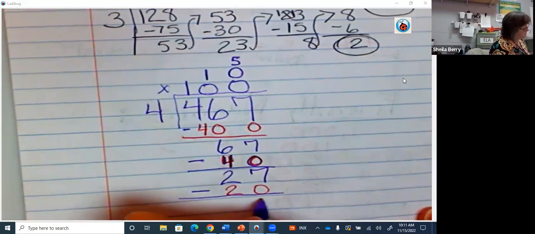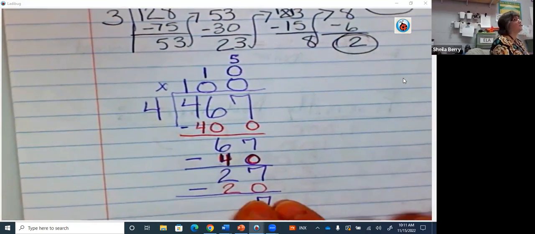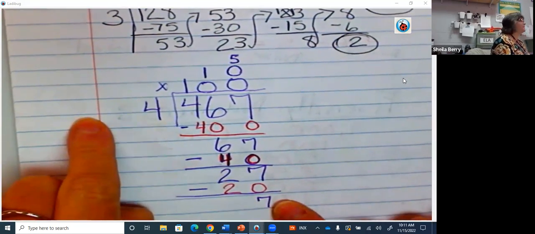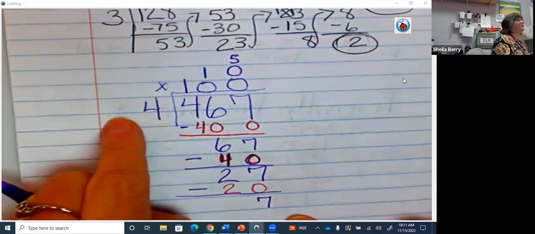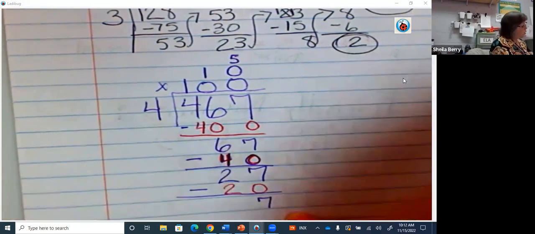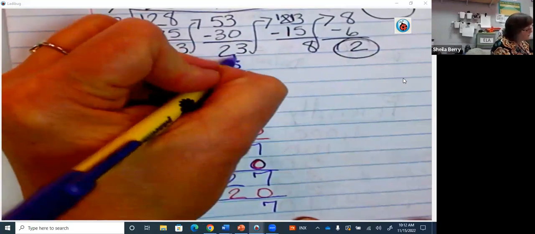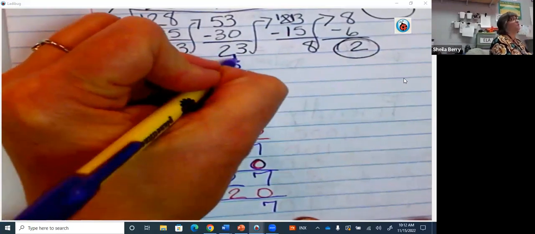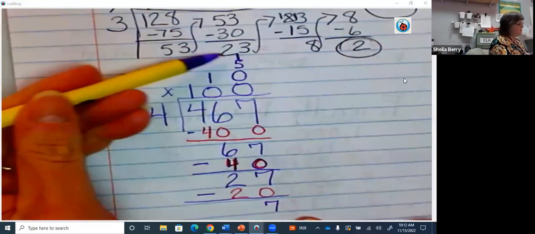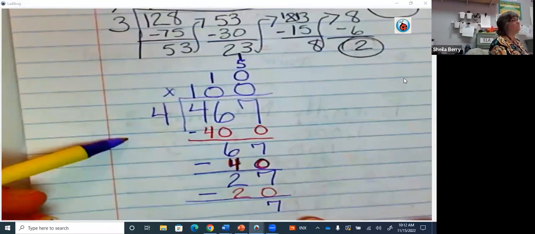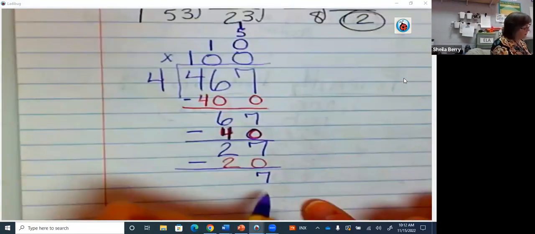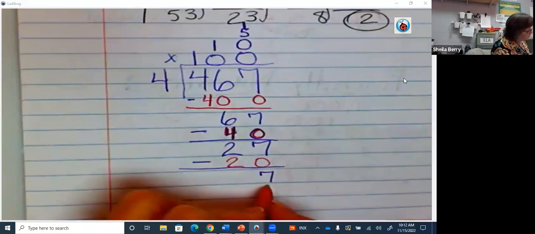What's left? 7. Now wait a minute. Is 7 smaller than 4? No. It's not. So we have to think, okay, how many times will 4 go into 7? One time. So I'm going to put a 1 up here. Sorry, I didn't give myself enough room. 1. What is 1 times 4? 4. I'm going to put my 4 down here because 1 times 4 is 4.